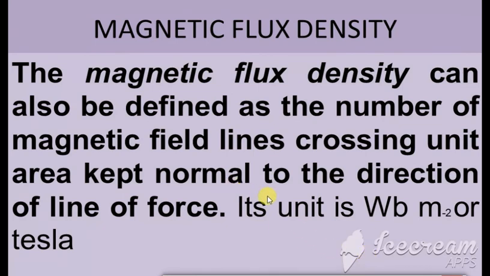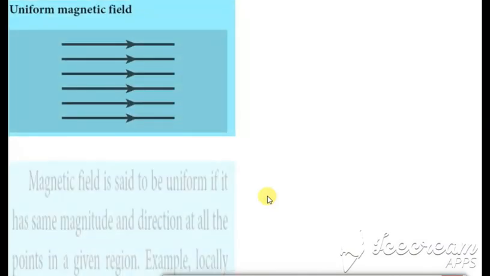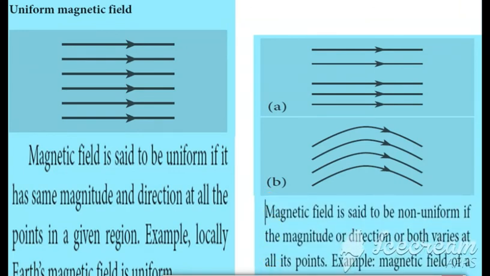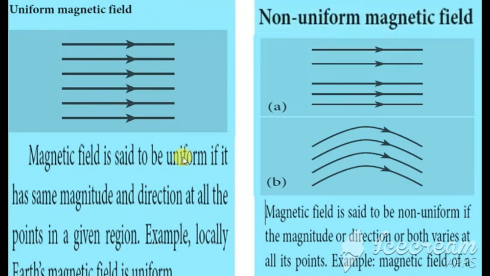Okay, then the last topic which we are going to see today is the difference between the uniform and non-uniform magnetic field. So what are the uniform and non-uniform magnetic fields? We are considering the uniform magnetic field. Here the lines are uniform, they move continuously. We can say that they have the same magnitude. Magnitude is the value, so when you see here, the lines are all the same value, and also the same direction. That is said to be a uniform magnetic field.